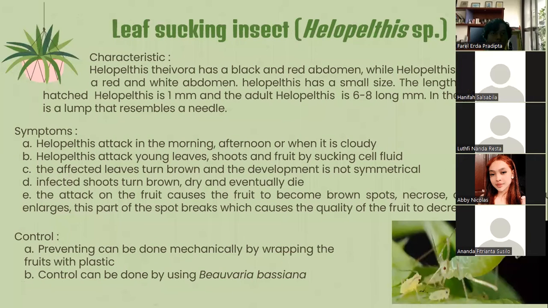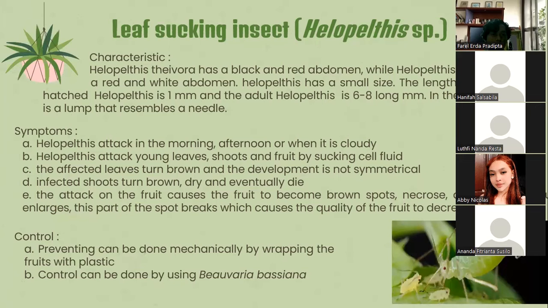The next is leaf-sucking insect or Helopeltis species. Characteristic: Helopeltis theivora has a black and red abdomen, while Helopeltis antonii has a red and white abdomen. Helopeltis has a small size. The length of the newly hatched Helopeltis is 1 millimeter, and the adult Helopeltis is 6 to 8 millimeters long. On the thorax, there is a lump that resembles a needle.